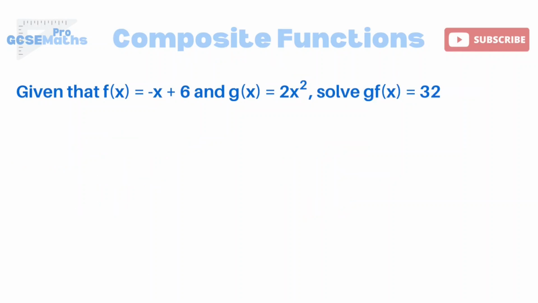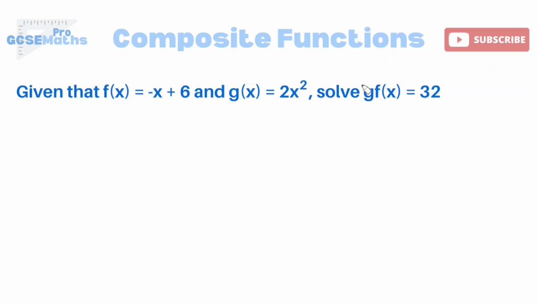Okay, if you feel like you are happy with what we just did in the previous example, give this one a go as well because it's another equation to solve. So given that f of x is equal to minus x plus 6 and g of x is equal to 2x squared, solve g of f of x is equal to 32.